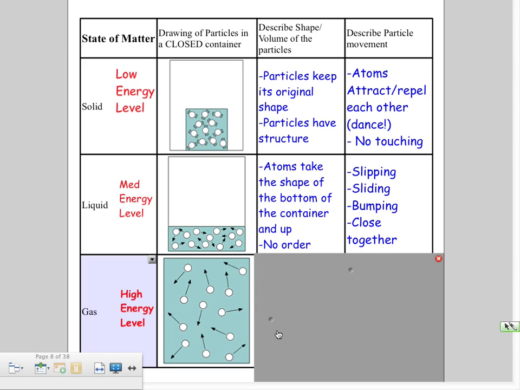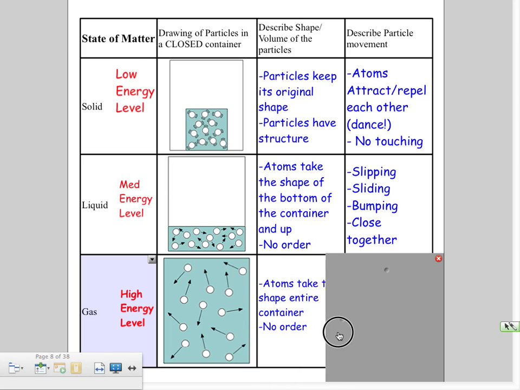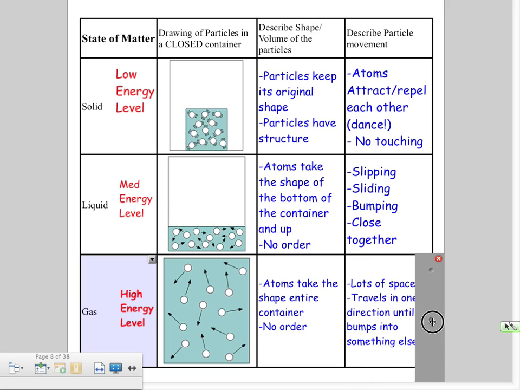So the shape that the particles take is the entire shape of the container. There is no order at all. So if you notice, in solids, the level of order decreases as the energy level increases. Pretty cool. Now, the particle movement we described was that there is a lot of space in between the particles and that they travel in one direction until they bump into something else.